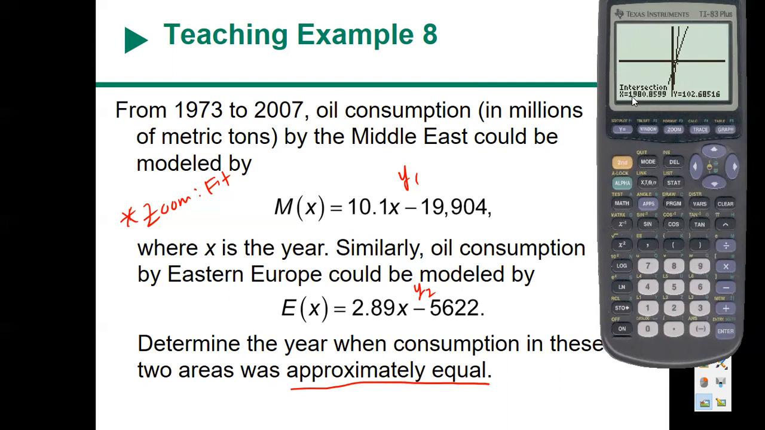And boom. So what year were they approximately the same use of oil? 1980. So is it okay? I'm gonna write between 1980 to 81. This is like almost at the end of 1980.